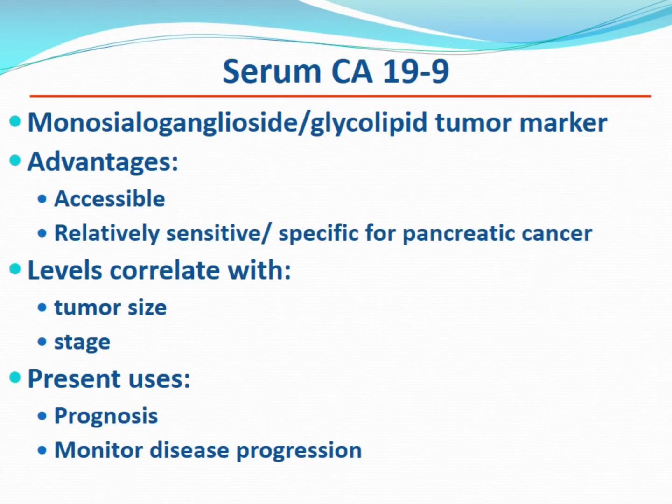CA199 is a tumor marker that is used in pancreatic carcinoma. It is a glycolipid tumor marker. It is easy to do, but it correlates with the advanced stages of the tumor, and in early cases it is not sensitive, so it is used only for prognosis and to monitor disease progression.